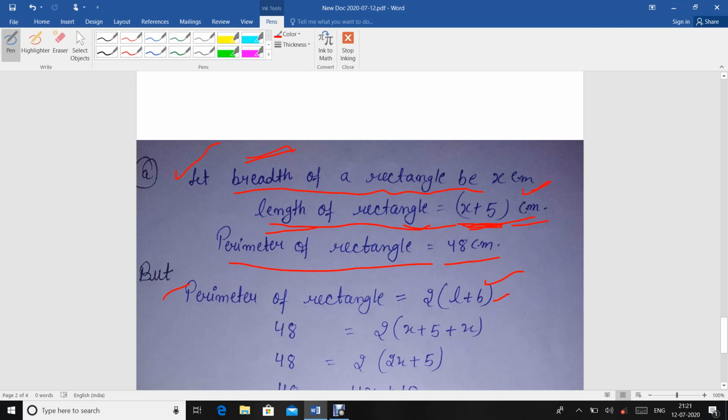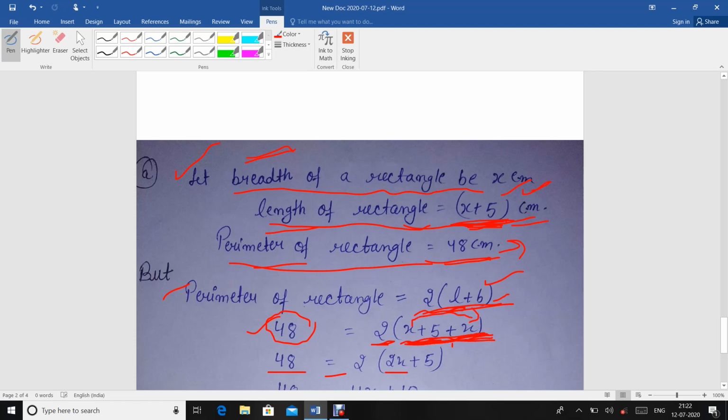So perimeter of rectangle 48 is given, so we will put 48 at the place of perimeter of rectangle, and now put the value of L and B. 2 of, what is the value of L? Value of L means length is x plus 5, so we are putting here x plus 5, plus B is x centimeter, so here is B which is x centimeter. 48 is equal to, now solve the values within the brackets.